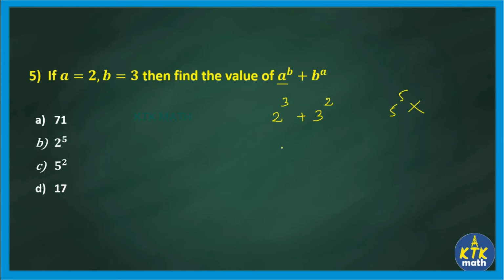What is 2 cube? 2 cube value is 8. 3 square value is 9. Therefore 8 plus 9, 17 is your answer. It's a very simple question. You are just substituting the value of A and B, you will be getting the answer.